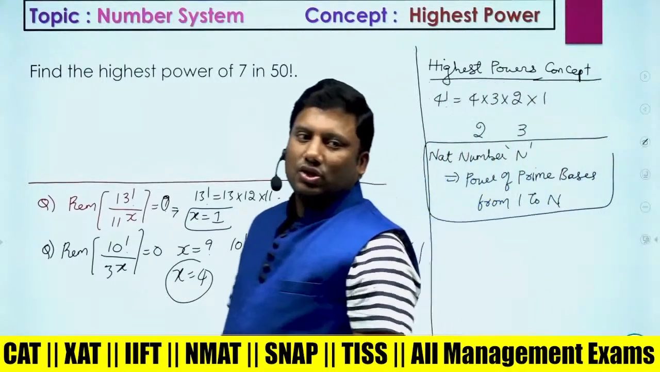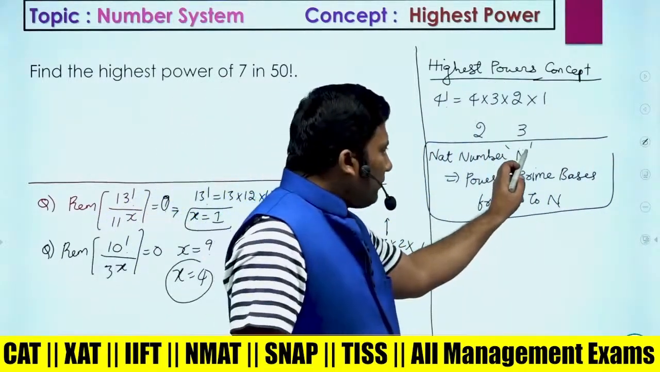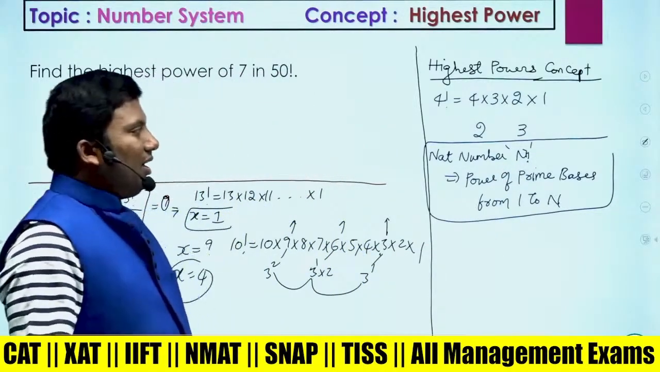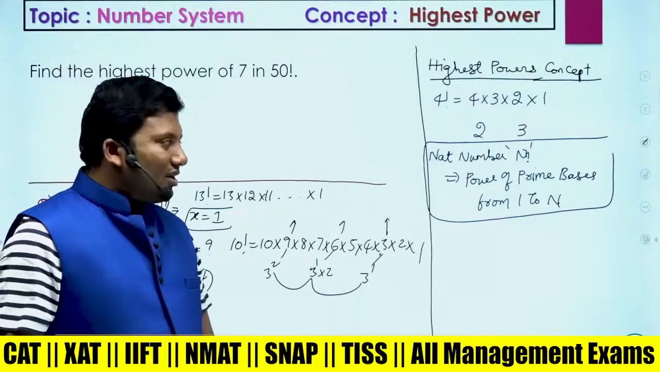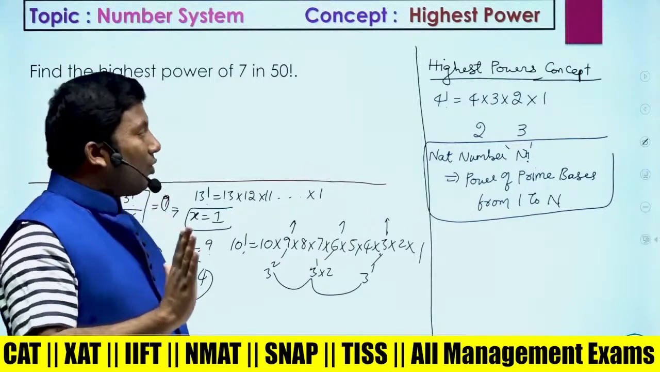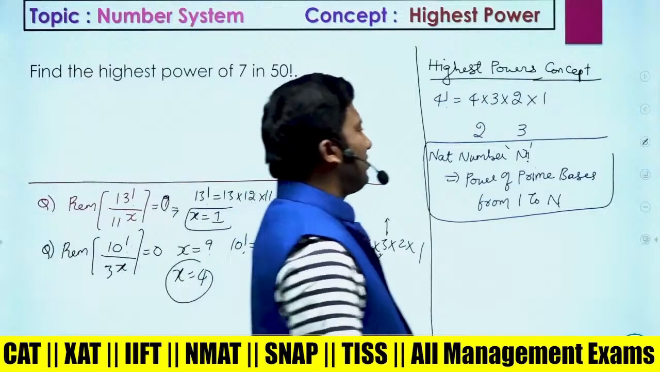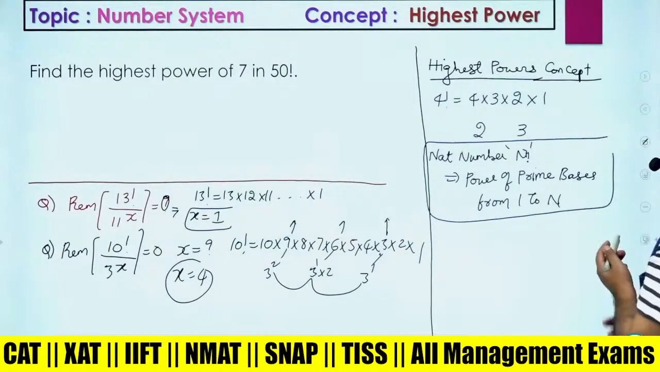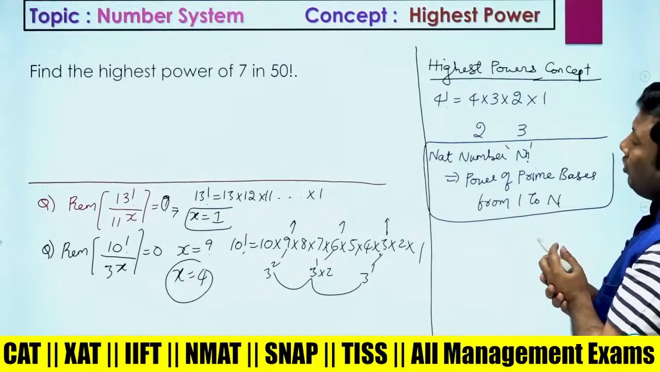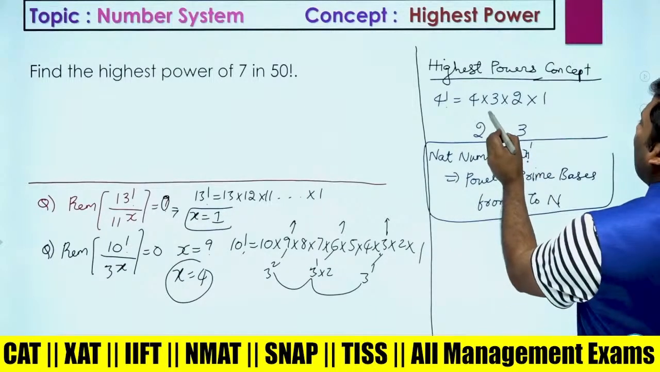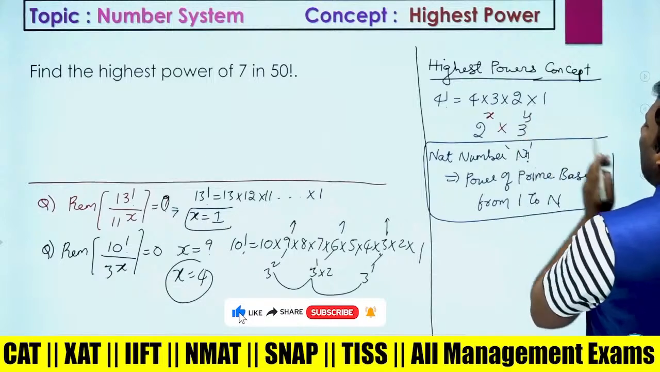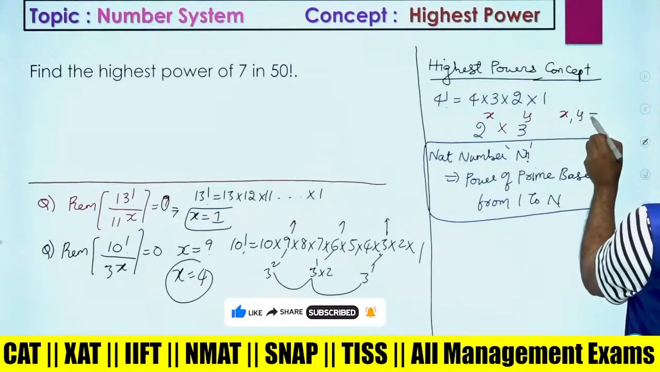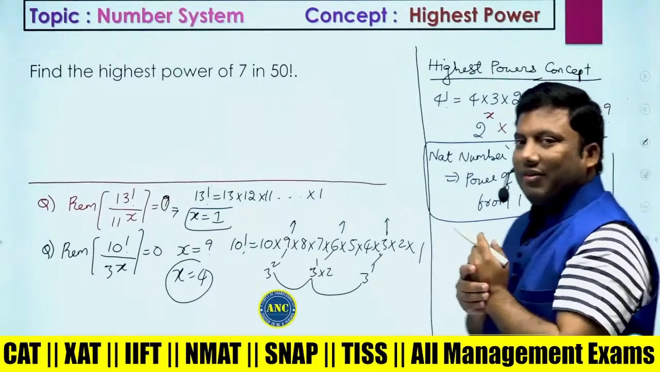So, every natural number n factorial can be written as a power of prime bases from 1 to n. Each and every question is extremely important from this slide. Now see here. 4 factorial. What are the prime numbers from 1 to 4? 2 and 3. So we are saying that it can be written as 2 power x and 3 power y. We need to find out the value of x and y.